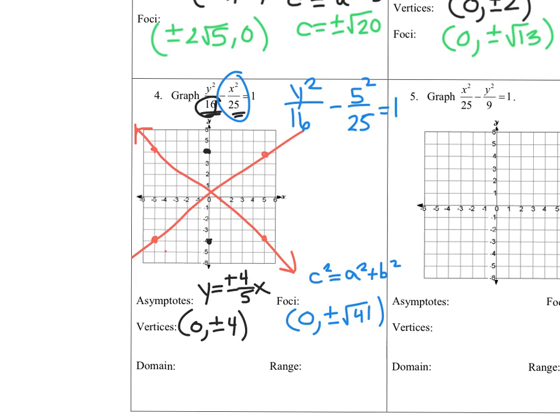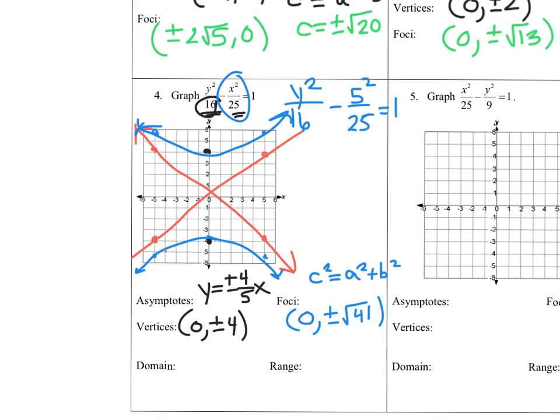So if I go over 5, I'm going to go up about 5.7. So I'm going to go left 5, up about 5.7. I'm going to do the same thing over here. Right 5, down about 5.7, and then negative 5.7.